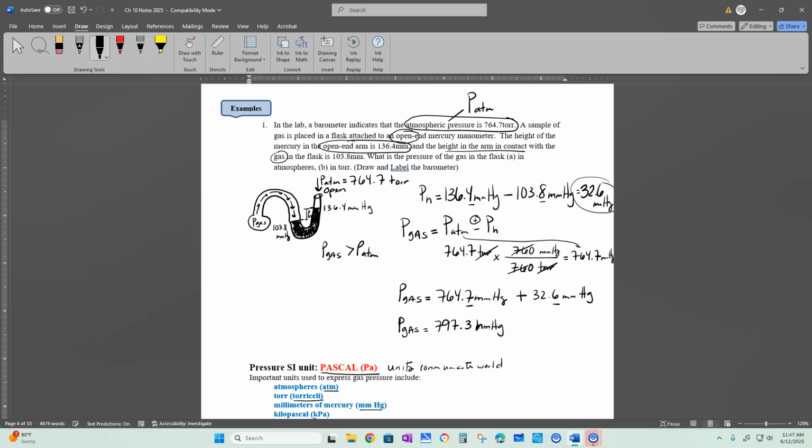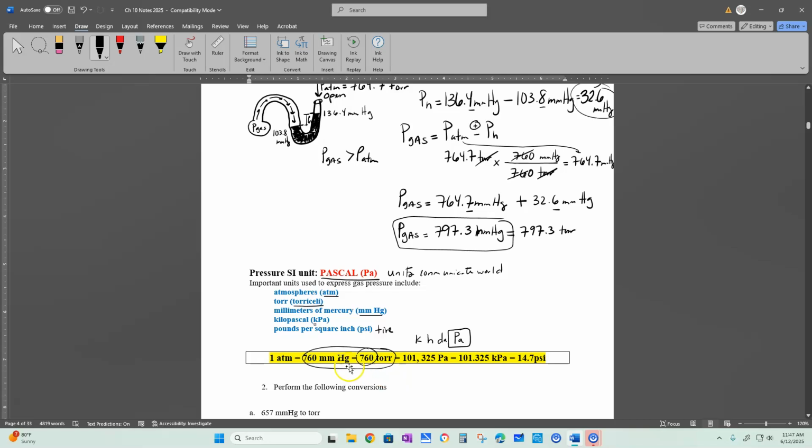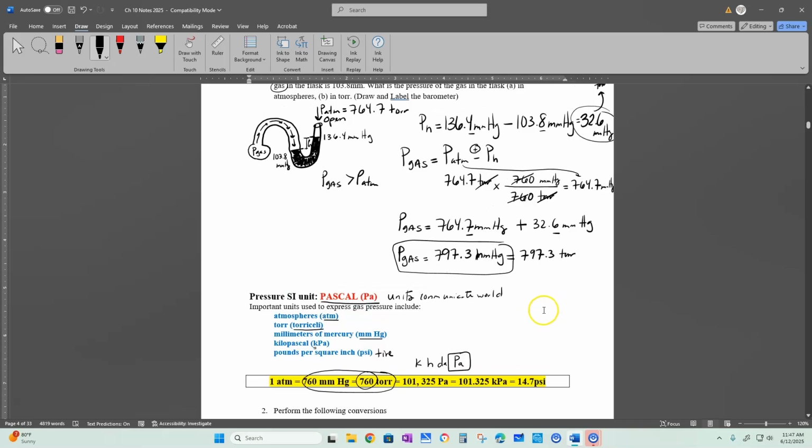Okay? We found the pressure in mmHg, but notice what the problem said. What's the pressure in atmosphere? And what's the pressure in torr? Well, I guess I probably should have kept that in torr and then just changed this guy into torr. Doesn't matter. That value is the same value, 797.3 torr. And how do we know? Because they equal each other.